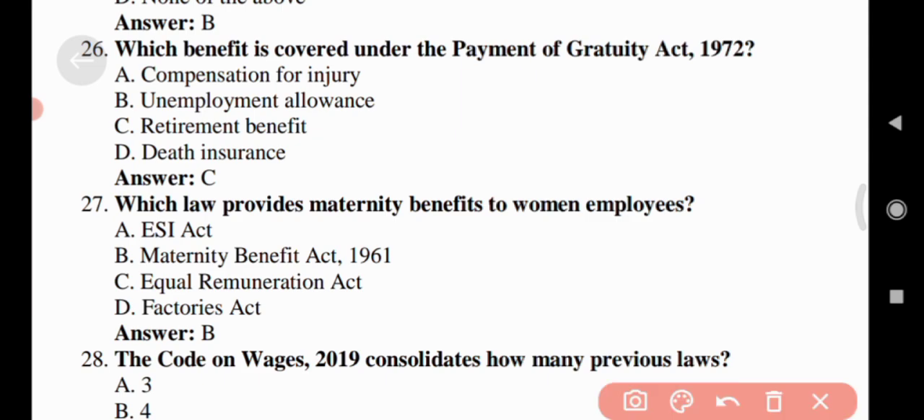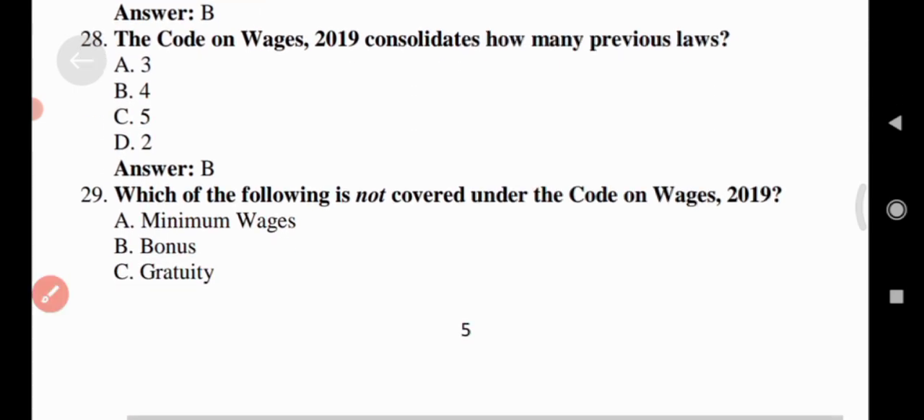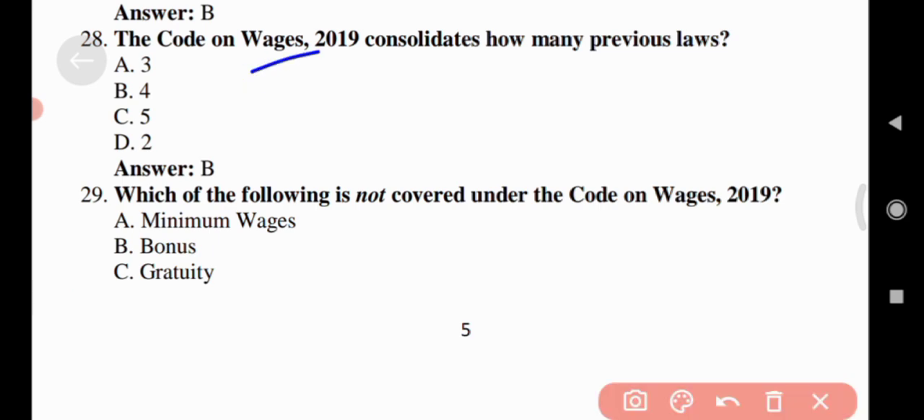Which benefit is covered under the Payment of Gratuity Act 1972? Option C, retirement benefit. Which law provides maternity benefits to women employees? Option B, Maternity Benefit Act 1961. The Code on Wages 2019 consolidates how many previous laws? Option B, 4.